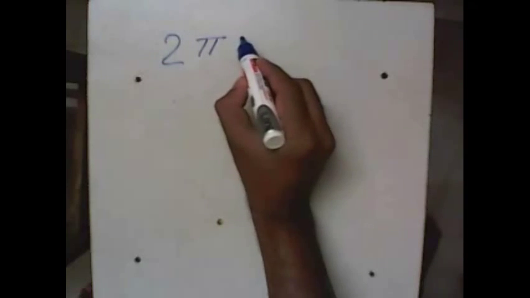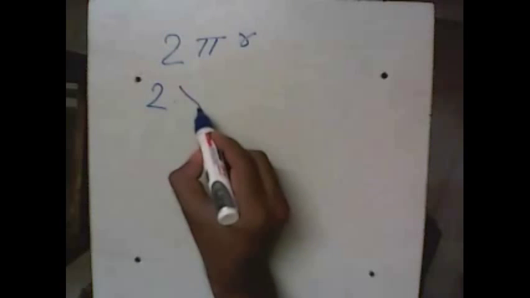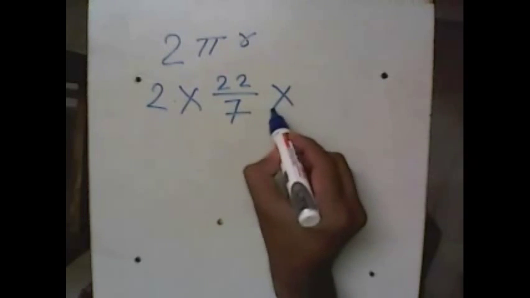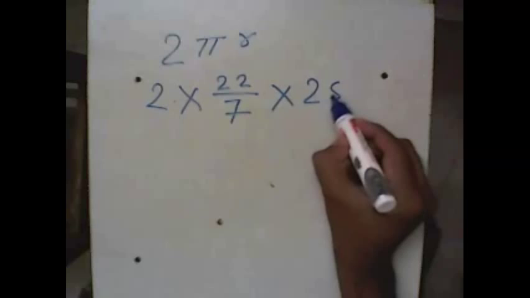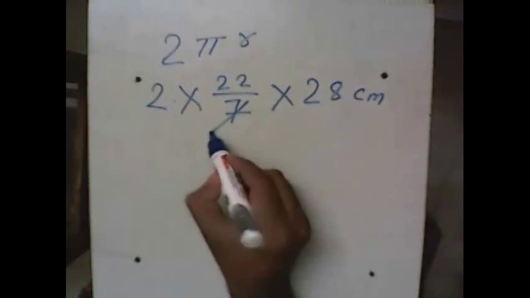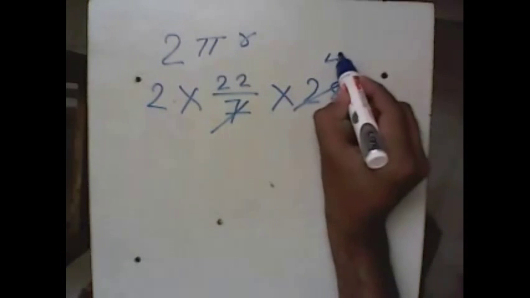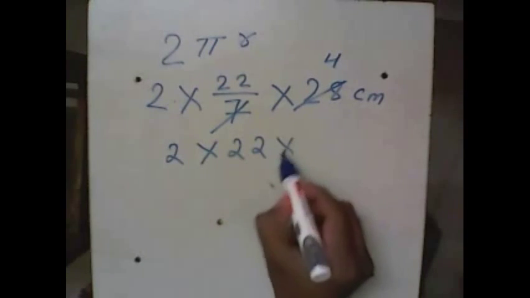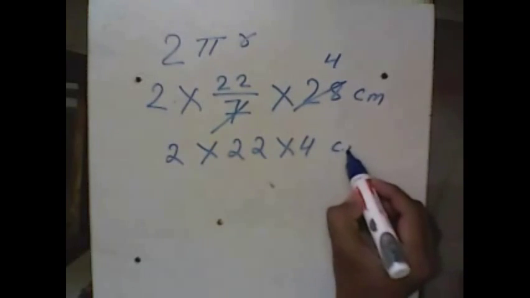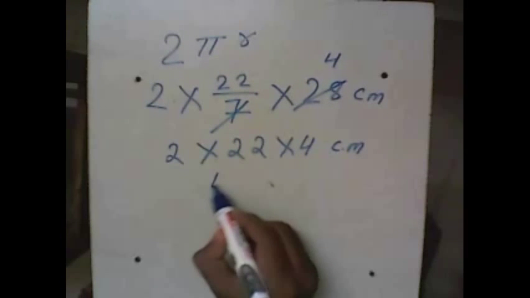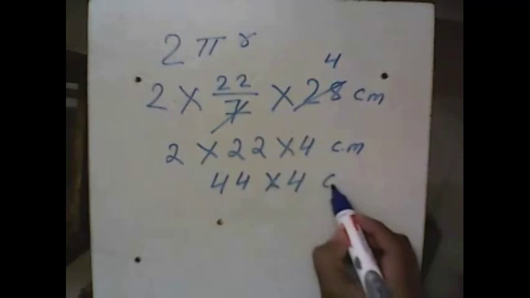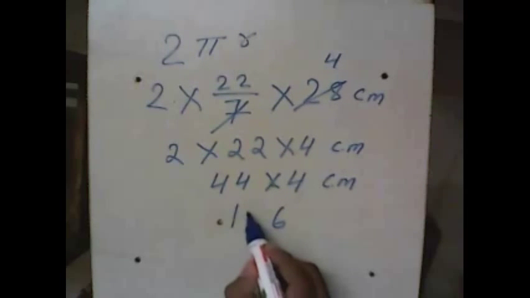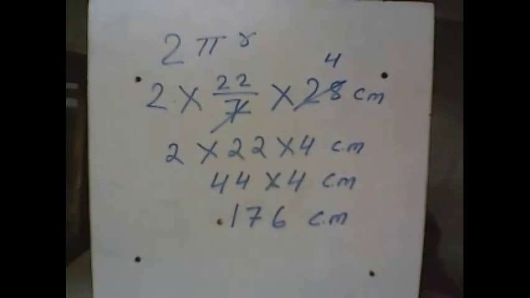2 pi r equals 2 into 22 by 7 into 28 centimeter. 7 ones are 7, 7 fours are 28, so 2 into 22 into 4 centimeter. 2 into 22 is 44. 44 into 4 centimeter equals 176 centimeter.